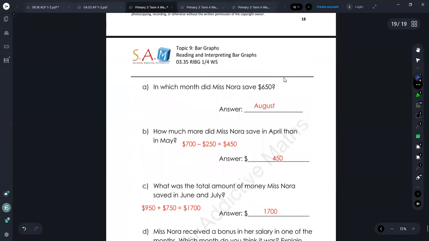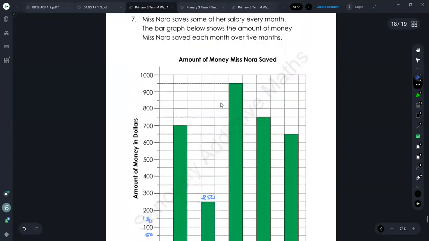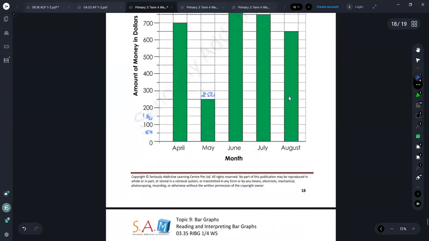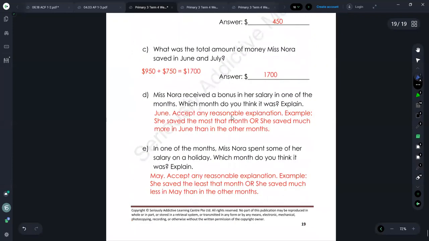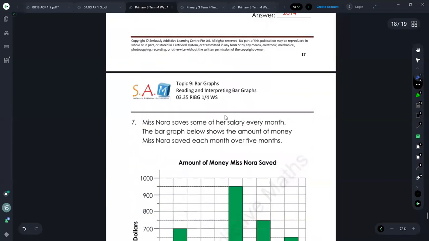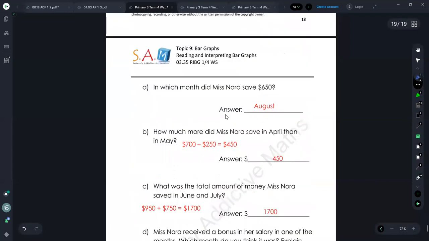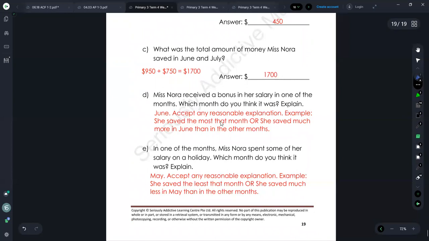In which month did Miss Nora save $650? Because they've already written the numbers, it's quite easy for them to see: August. So perhaps D and E would be something that you may need to go through with them, because some of them may not understand the question. Here it says, Miss Nora received a bonus in her salary in one of the months. Which month do you think it was? So suddenly there was a lot of money that she received, so they can explain that.